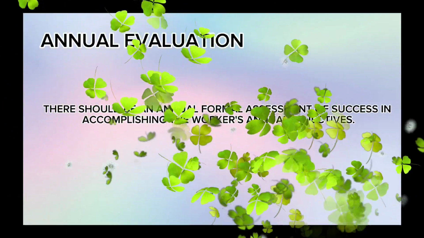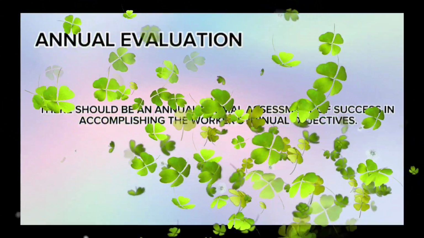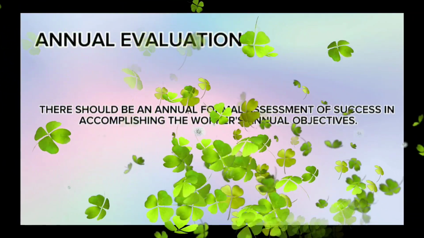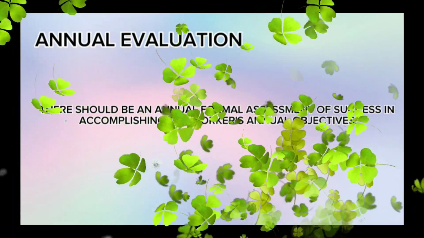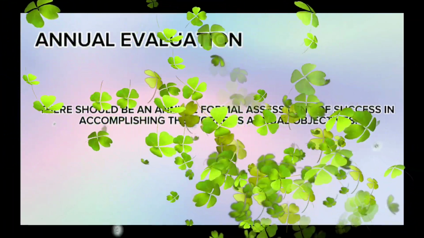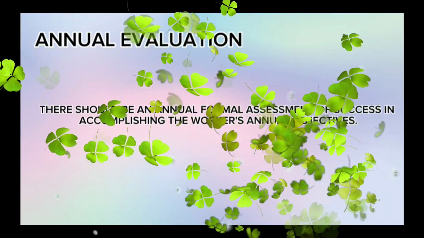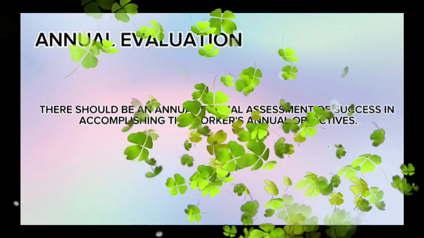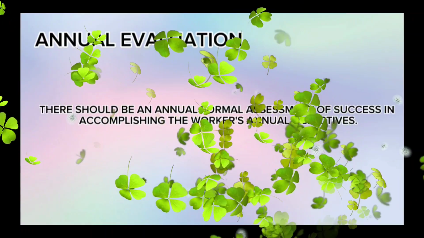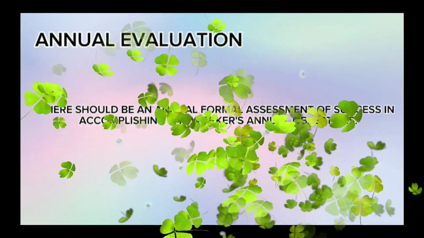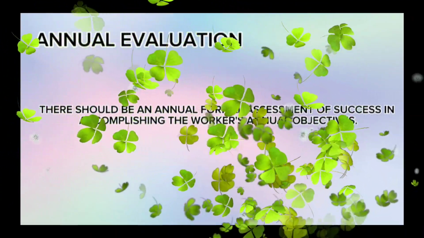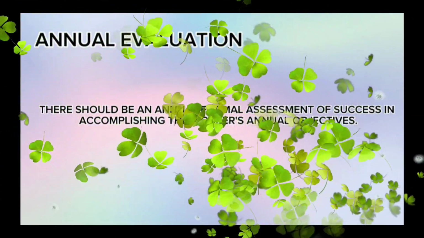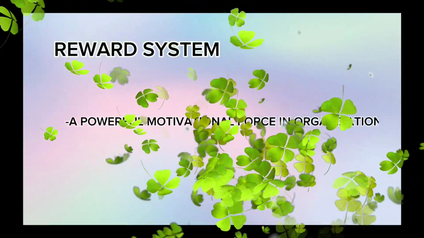And next is annual evaluation. So, there should be an annual formal assessment of success in accomplishing the workers' annual objectives coupled with a renewal of the planning cycle. So, annual evaluation is also known as performance review, which is a process used by organizations to give employees feedback on their job performance and formally document that performance. So now let us proceed to reward system.